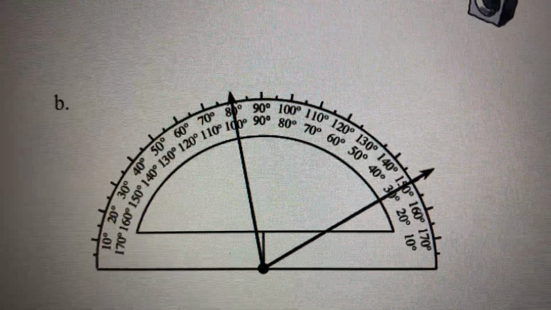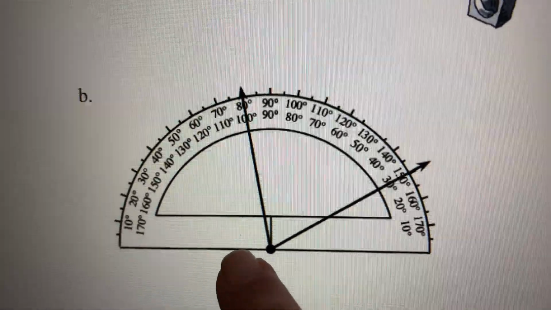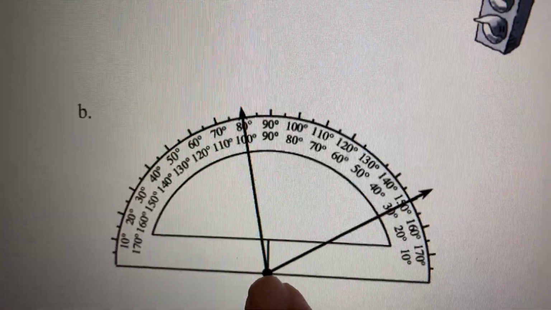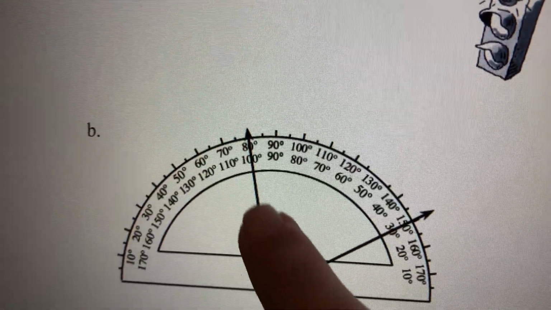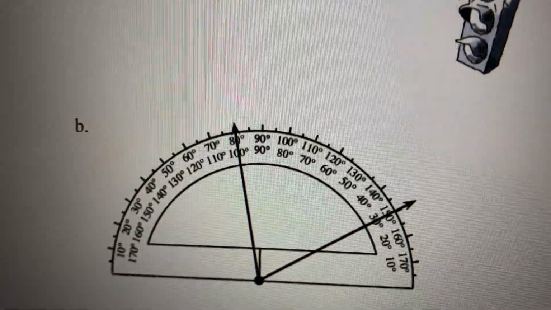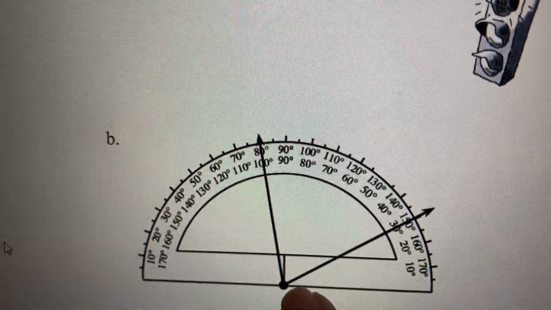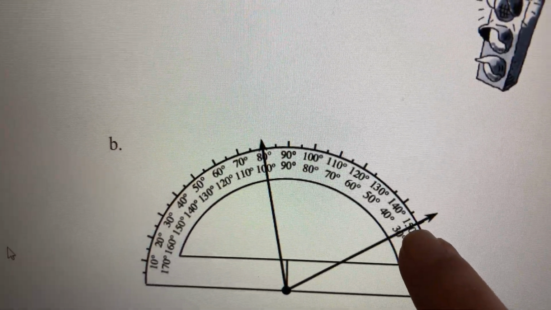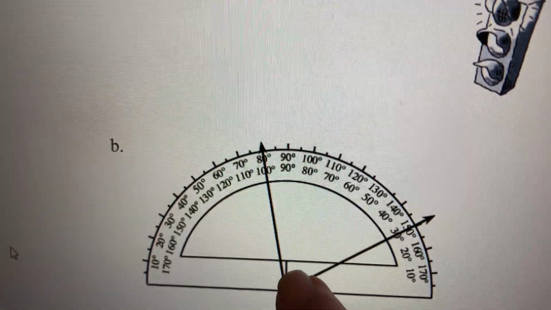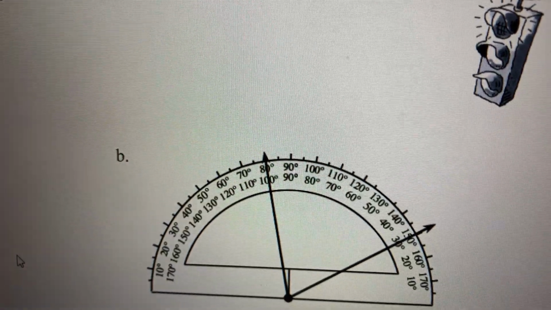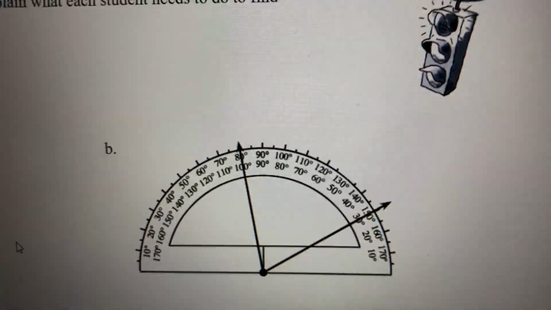So this is actually, they did it one way that you could do it, so it's not incorrect. You'll notice that we've got this one pointing at 150 and this one pointing at 80. So we're going to have to subtract 150 and subtract 80 to get the measure of our angle. So that would actually be a 70-degree angle if we did 150 minus 80.